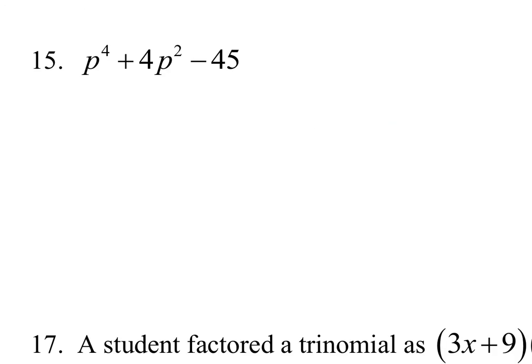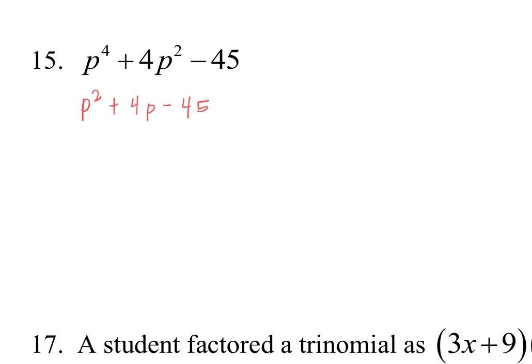On number 15, we are in descending order. There is no GCF, but now this one is a little bit different. This wouldn't look so different if it said p squared plus 4p minus 45, right? That wouldn't look as odd. But we're starting out, instead of with a p squared, we have a p to the fourth. Let's worry about that in a second.